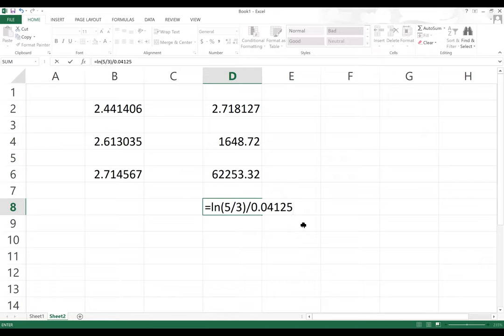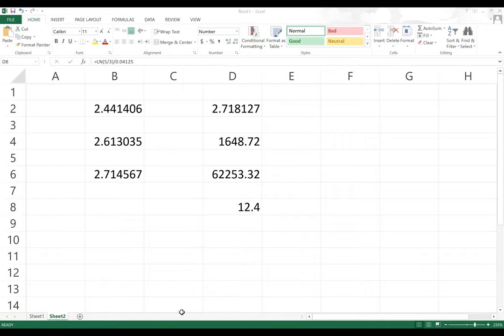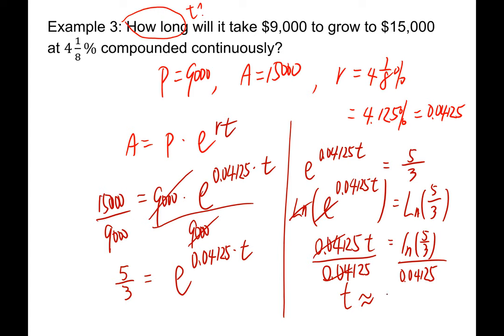Yeah. Okay, and then if you just hit enter, you will get a result. So that turned out to be 12.4 years, if you round to one decimal place. So it takes about 12.4 years to reach the goal. So whatever we end up with for the time t, the unit is always years. And if you want to convert back to more detailed time, you can do that, in months and then days. That's doable.